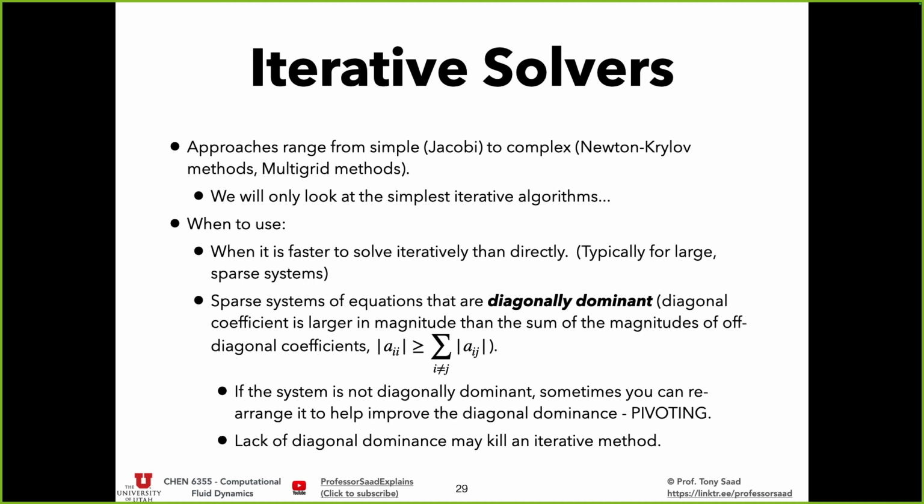Sometimes you have a couple of equations where that's not satisfied, and you can say it's okay. But if this is not satisfied in general, your iterative method will not work. There are ways to rearrange the equations to make them diagonally dominant. You just change the order of the variables. That's called pivoting. But thankfully, for the Poisson equation for the pressure, we don't have to worry about this.